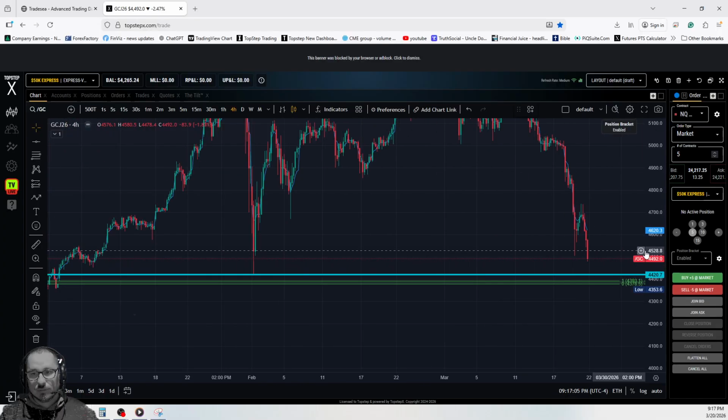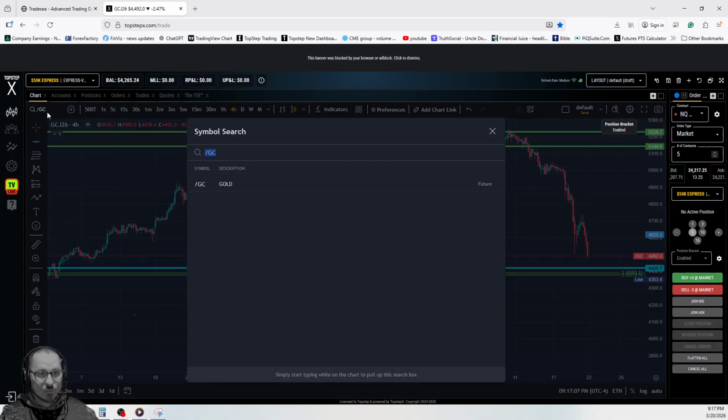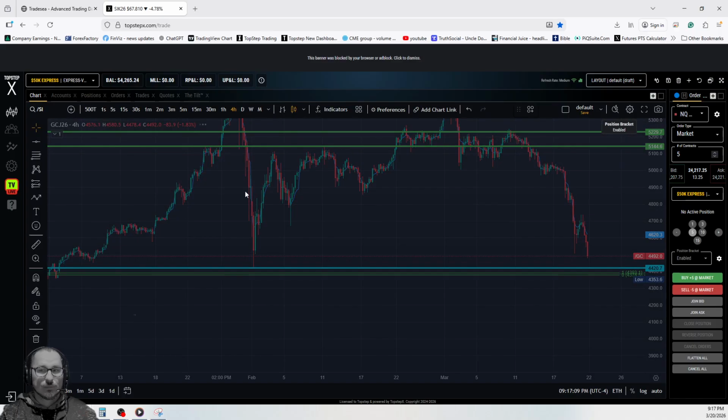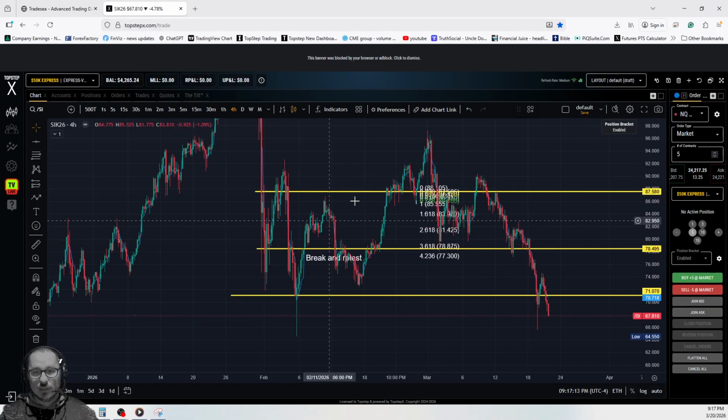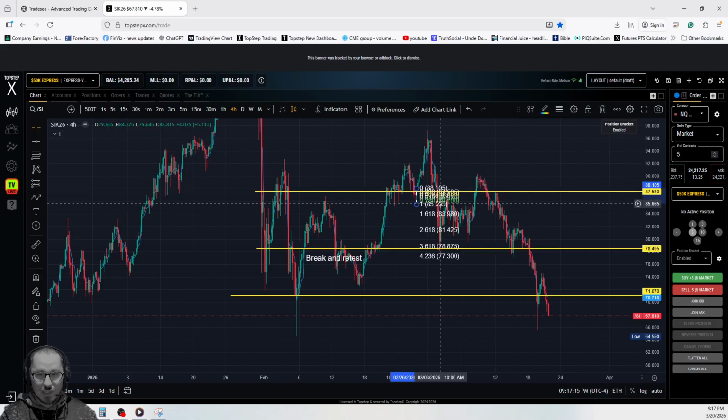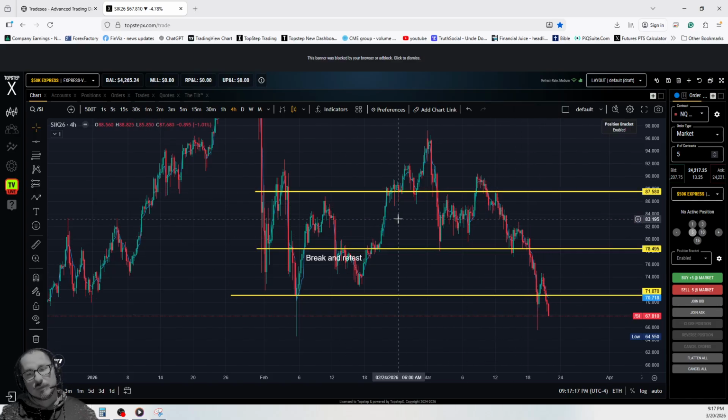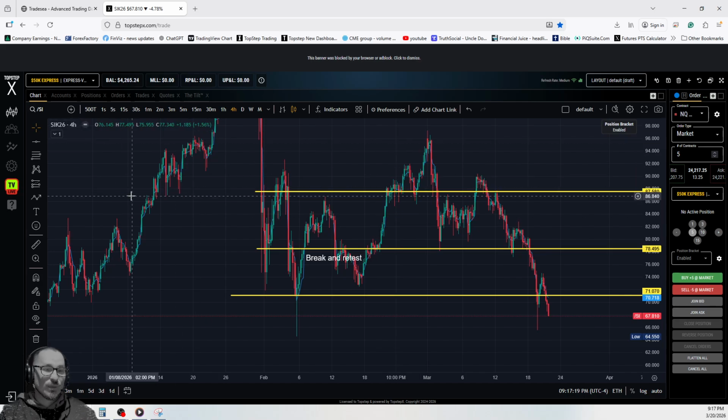And go over to the silver chart. You want to take a look at that. Look how it's creating this fat range, this fat range. I was trading silver for a long time, dude.